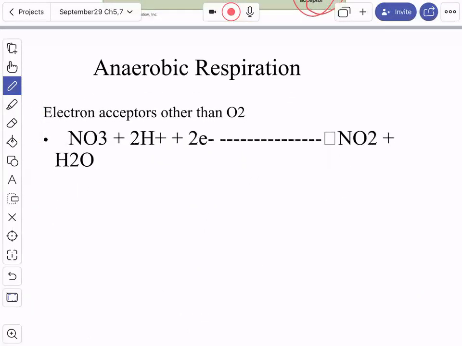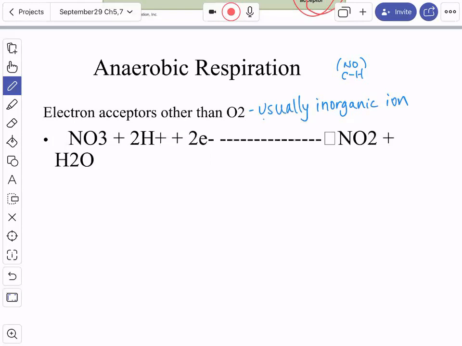Usually, I can't remember if I wrote this, it's going to be some kind of inorganic ion. Remember, if something's inorganic, it means there's no carbon-hydrogen bonds. Like carbon dioxide is considered inorganic, even though it has carbon, it doesn't have carbon-hydrogen bonds. There are some exceptions, but usually anaerobic respiration is accomplished through some kind of inorganic ion.